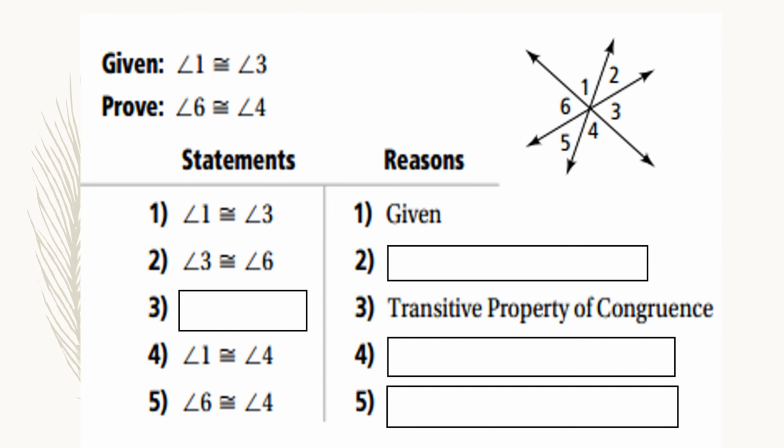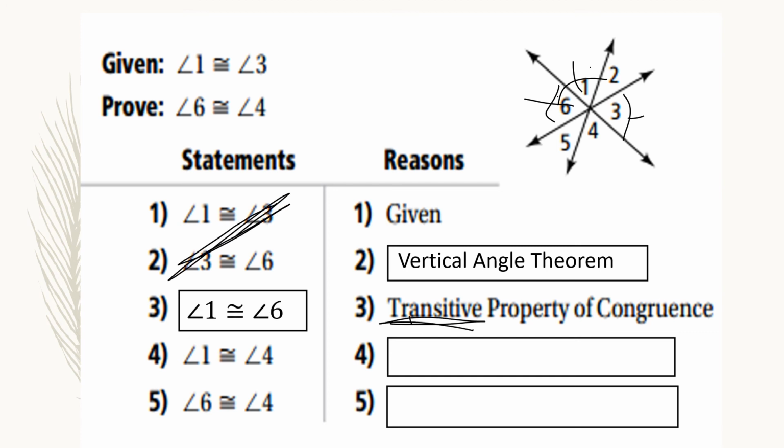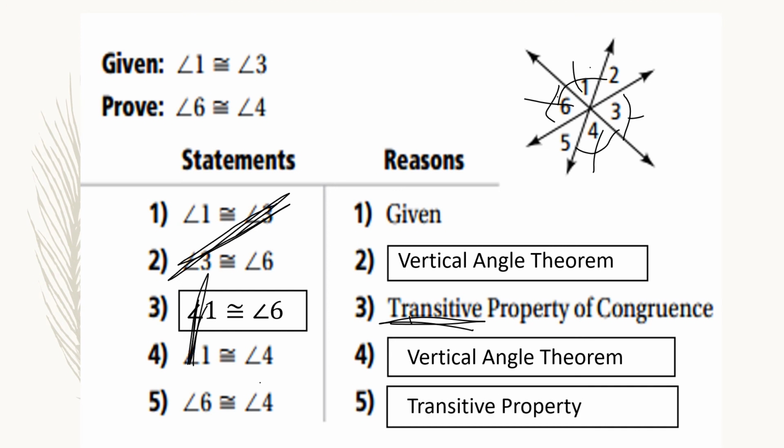The last one, so angle 1 is congruent to angle 3, and that is because it's a given. If I have angle 3 and angle 6, those two angles are vertical angles, so they're congruent because of the vertical angle theorem. Then I'm using transitive again, so that means that I'm going to rewrite angle 1 is congruent to angle 6. Then angle 1 is congruent to angle 4, and that is because of the vertical angle theorem. And then angle 6 would then be congruent to angle 4 because of the transitive property.